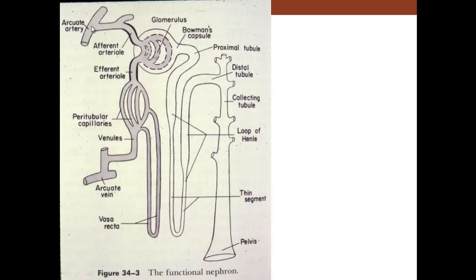So here we see the arcuate artery coming in here, the afferent arteriole, the capillary, goes through the efferent, through the peritubular capillaries, or the vasa rectae. Now the vasa rectae are peritubular capillaries too, they're just located down deep in the medulla, and then finally to the arcuate artery and then out.